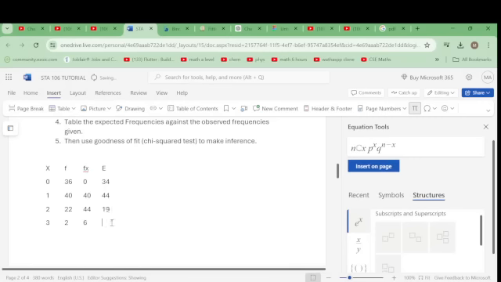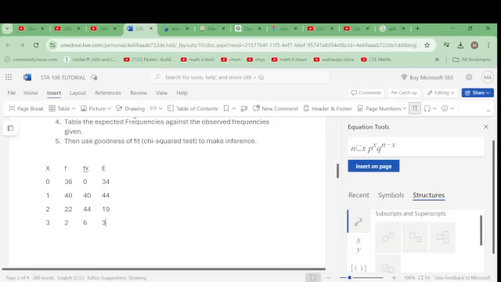Then this one is 3. You can see, it just means when our x is 0, our expected frequency is 34. When our x is 1, our expected frequency is 44. When x is 2, it is 19. When x is 3, it is 3. So that's how it is. You get your expected frequency from this.